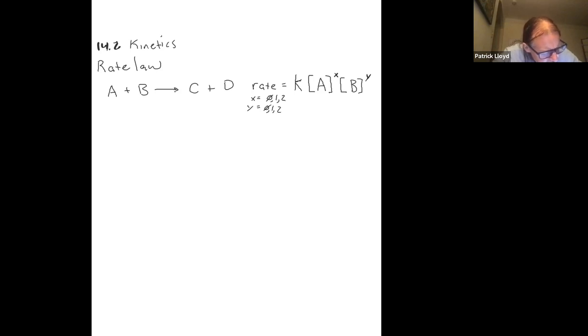Those x's and y's are called, collectively, the orders of the reactants. If it's a 0, we would call it zero order. If it's 1, it's called first order. And if it's a 2, it's called second order. So 0, 1, or 2: zero, first, or second order.